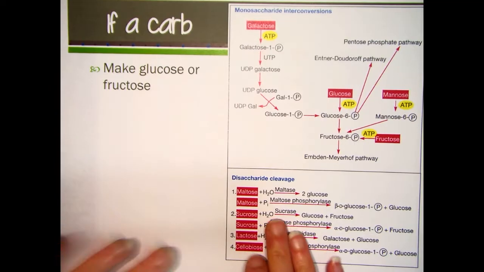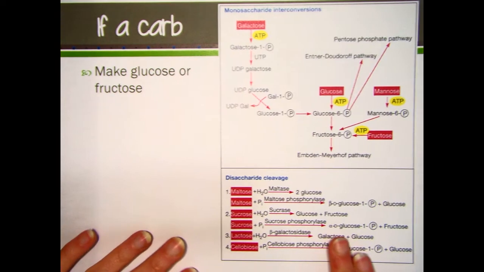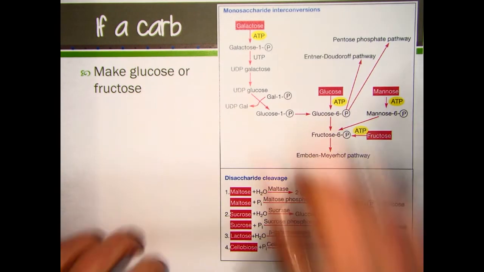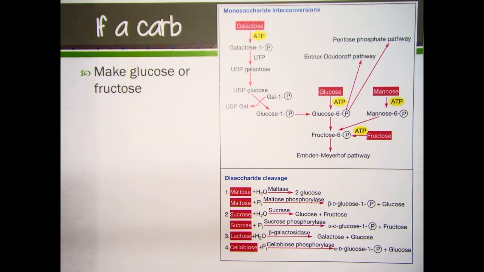So if the cell is consuming a carbohydrate, then it will use one of these different processes, which you do not need to know, to make glucose or fructose, which you do need to know. So all carbohydrates will be converted to glucose or fructose, and then will be run just through one of the different glycolysis pathways.